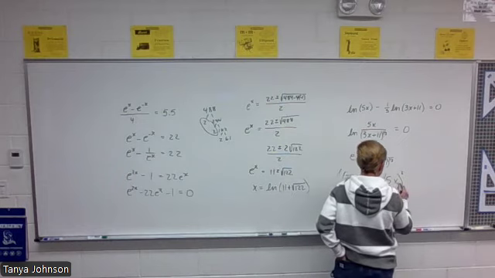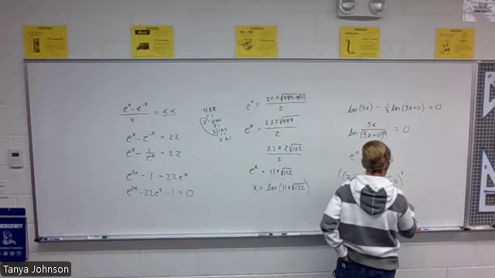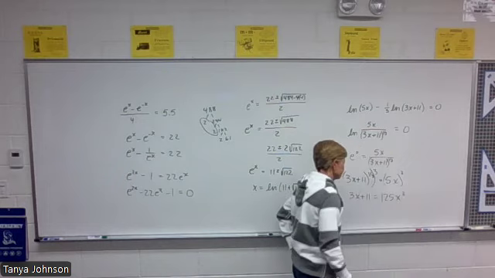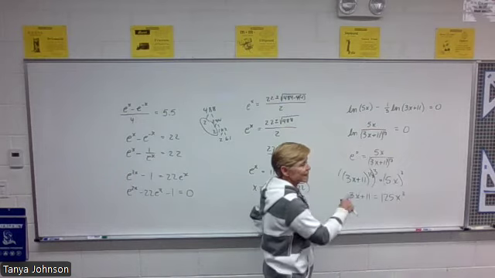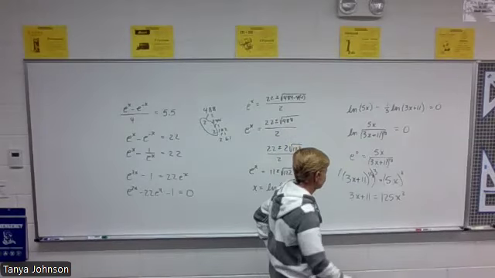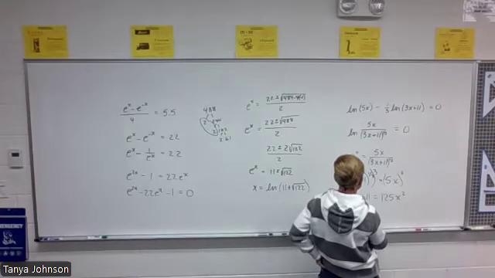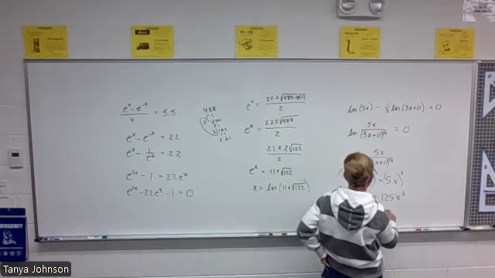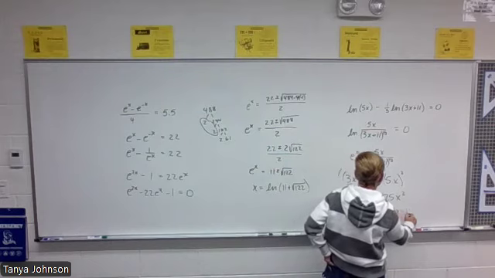equals 125 x cubed. If you can get it that far, I'll let you polyroot find the answers. It would be 0 equals 125 x cubed minus 3x minus 11.